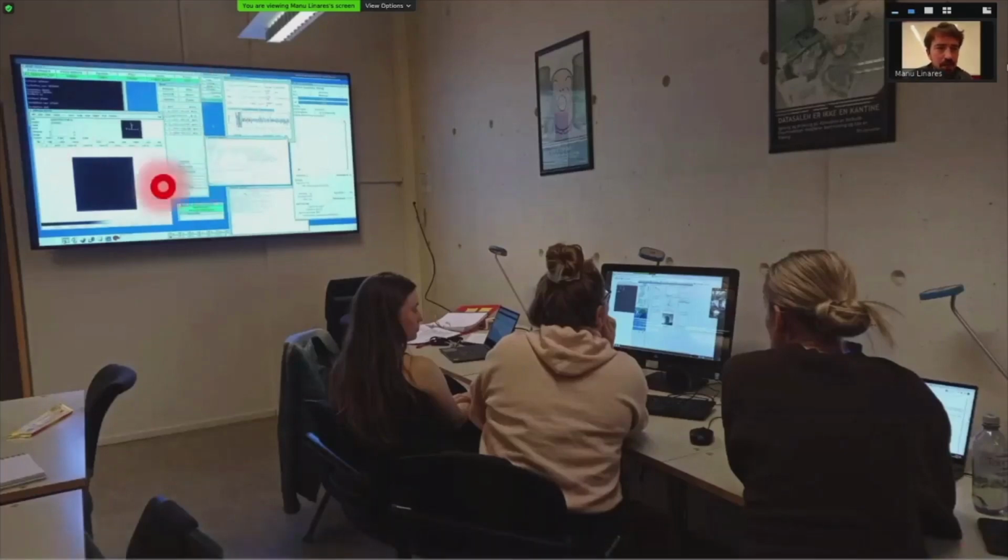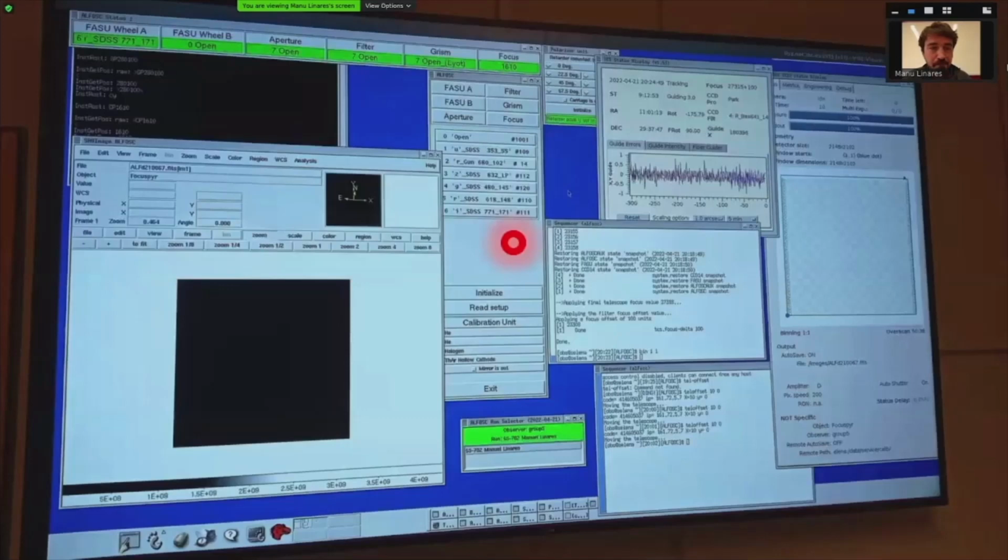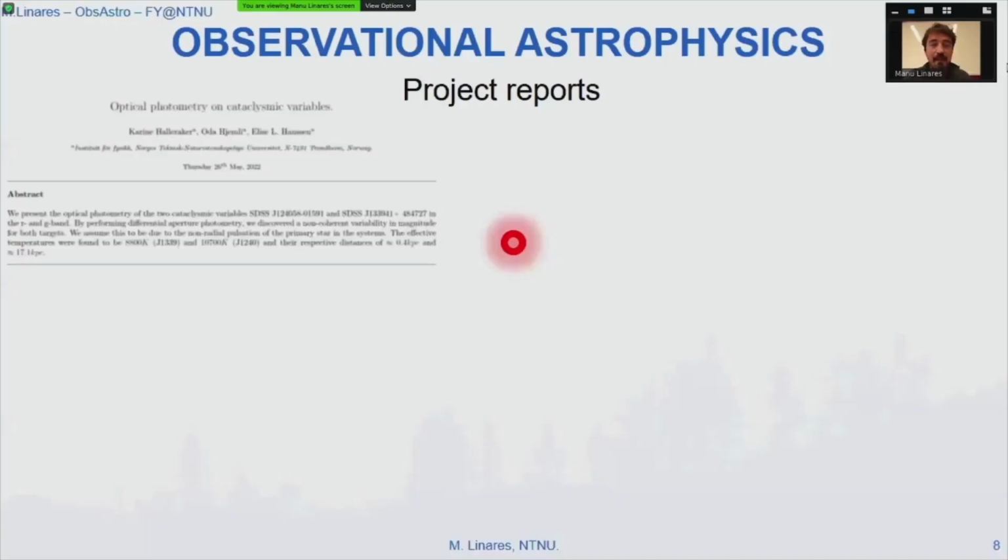Well, you see they have this big screen where they project the observing system, and with the help of Ake and my help in a few smaller things, they run the observations themselves. And this is probably familiar to many of you if you've observed with the NOT before. And then they analyze, as I said, and they write reports.